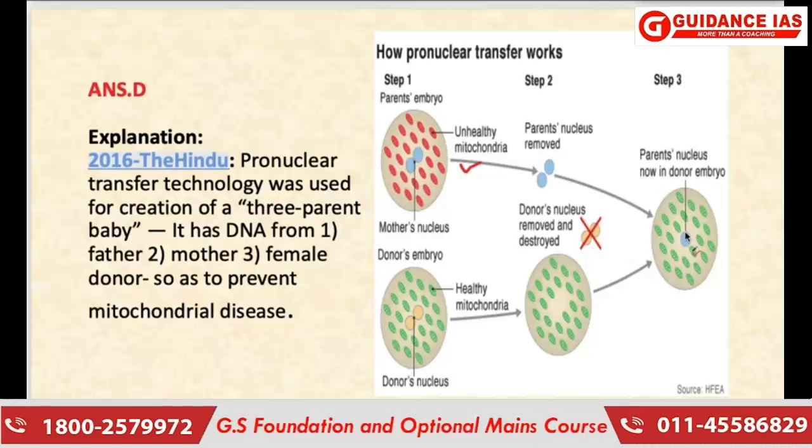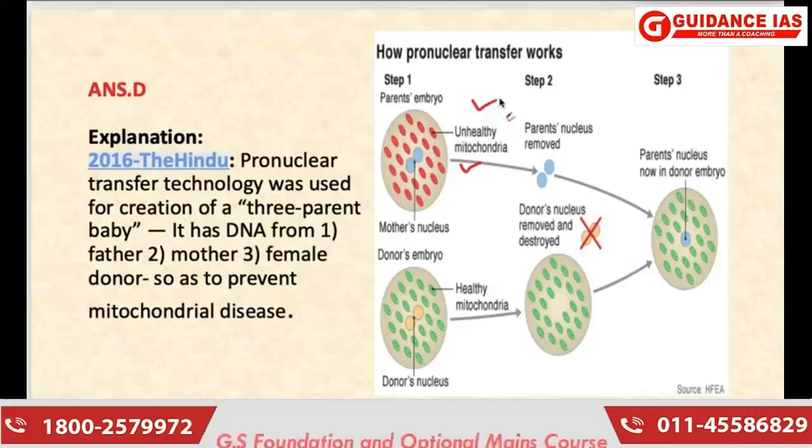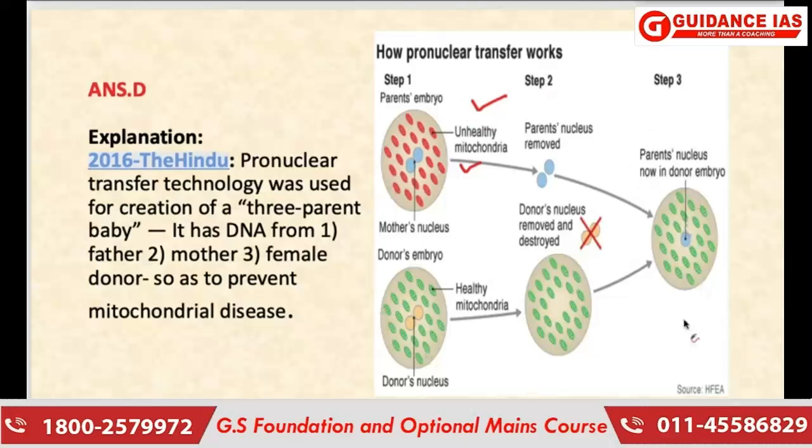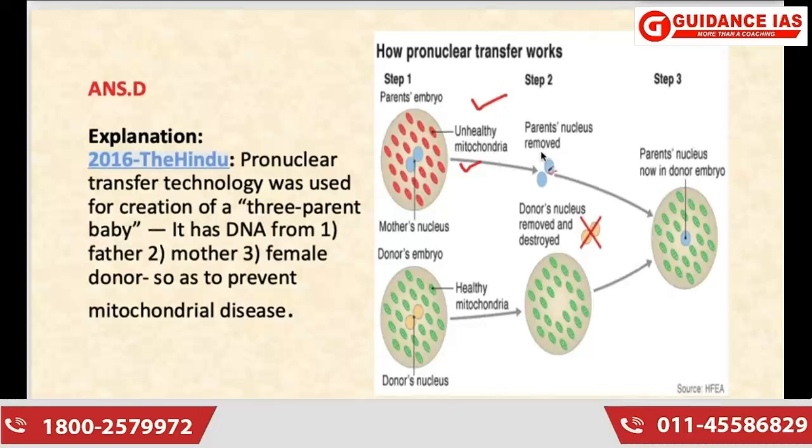Whereas of the two ways we studied, the first one was the maternal spindle transfer and this was the pro-nuclear transfer. What happens in maternal? We use the unfertilized egg. So this is the major difference: while pro-nuclear transferring we use the fertilized egg and do the same process, but in case of maternal spindle fiber we use the unfertilized egg, and that's the major difference. Otherwise, both of them are related with the mitochondrial replacement therapy only, right?